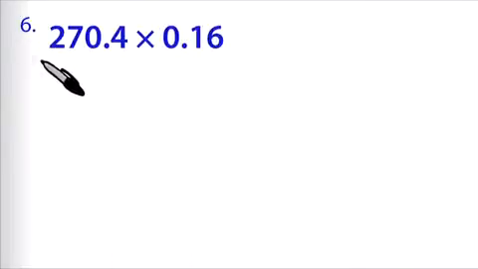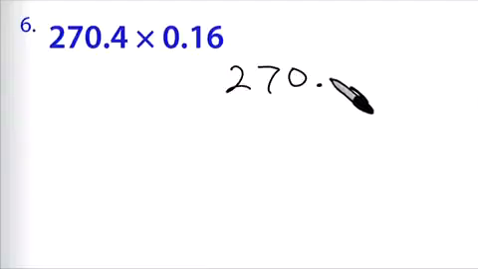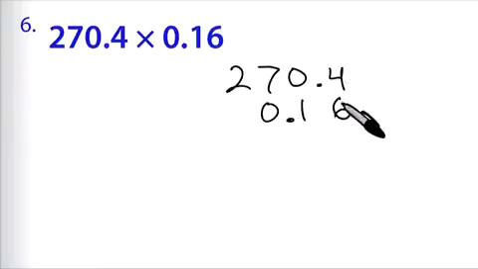For problem 6, we have 270.4 times 0.16. All right, so we do that the same way. We just rewrite it in stacked form. So we'll start with 270.4, and then we write 0.16 beneath it, and we just line up the last digit on the right, even though that's not the same place value as this digit here. We just line them up, and then we just ignore the decimal point for now.